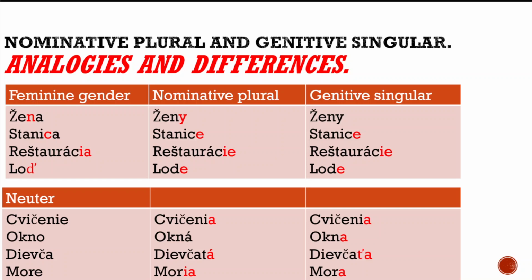The same for dievča. Dievča, plural dievčatá, long á again, genitive singular, bez dievčaťa, soft ť, and short a for genitive. More, plural moria, bez mora, again, the difference. But these small differences and similarities will also help you to remember all these cases and sometimes to form nominative plural from genitive singular or vice versa, genitive singular from nominative plural. This is sometimes very helpful.